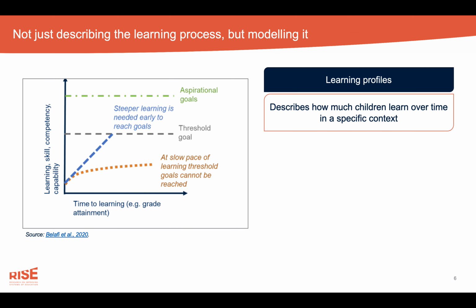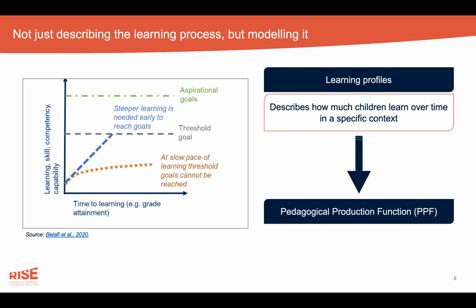So all of this is a description of what we've figured out from learning profiles. And the next step in the research was to say, well, we don't just want to describe what's going on in the learning process, but we want to be able to model different scenarios and simulate different counterfactual policy scenarios also. And this is where this pedagogical production function, or PPF, came into play, which is basically a dynamic simulation of learning profiles. So we can manipulate different elements of this function to then see how the learning profiles would increase or decrease or take a different shape.